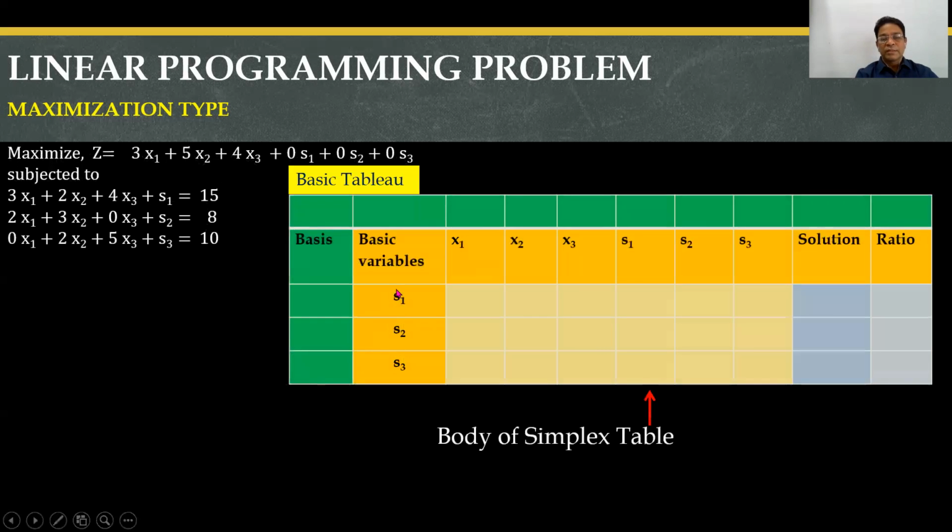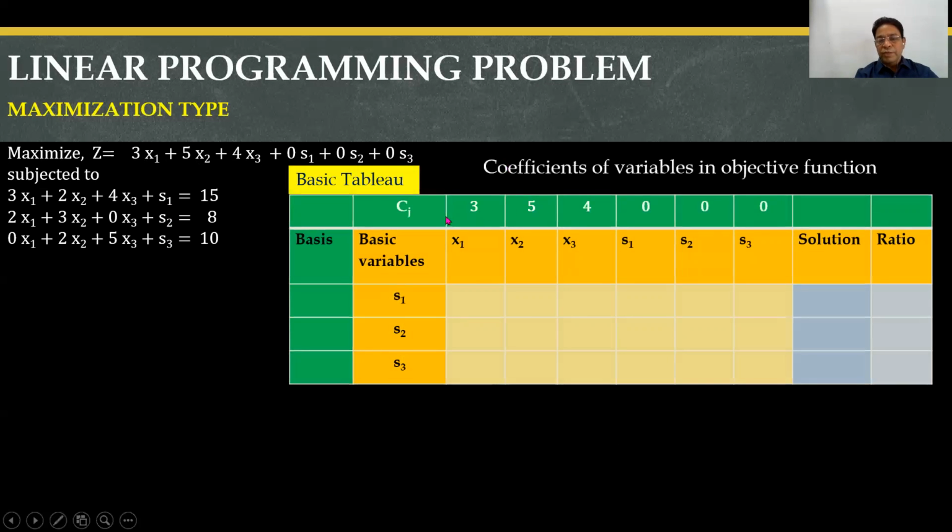Now, this is the body of a simplex table. Any simplex table would look like this. These columns are fixed: basis, basic variable, solution column, and ratio column. Now, how many variables will we add here? As many variables as there are in the question. Like we have x1, x2, x3 already given in the question, and S1, S2, S3 which we have added. So that many variables will be listed here.